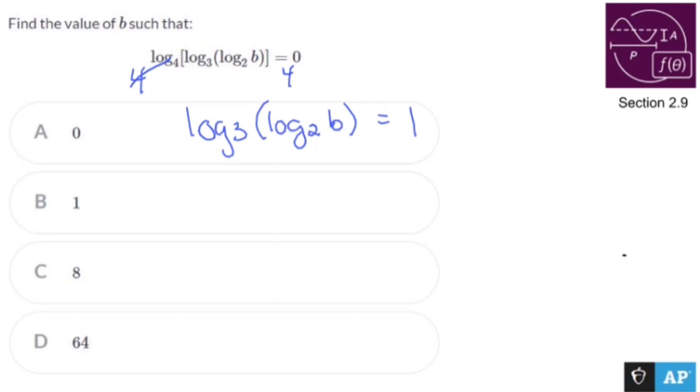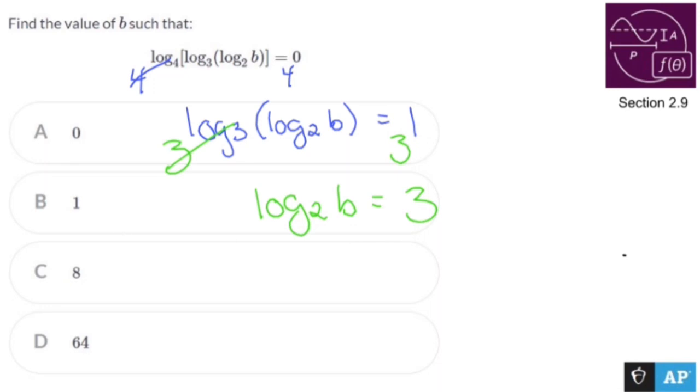Let's do it again, but with 3 to the power. 3 to the power of both sides cancels out the 3 in the log base 3, dropping down log base 2 of b equals 3 to the first power, which is 3.